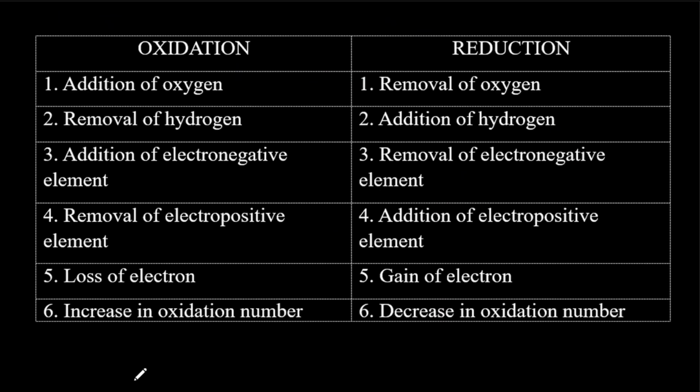Let us see all the definitions. So far we saw loss of electron and gain of electron for oxidation and reduction respectively. Now, finally, an increase in oxidation number is oxidation and a decrease in oxidation number is reduction. I hope you understood this. Thank you.